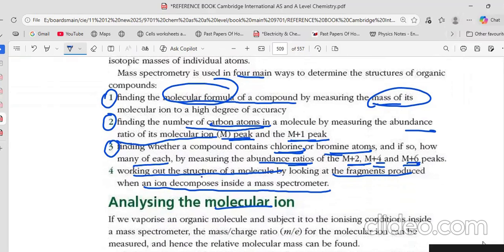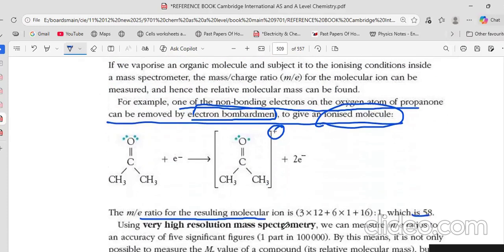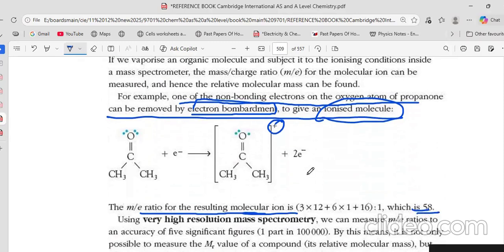Then third, the most important, is working out the structure of the molecule by finding the fragments. The fragments and their m/z ratio help us identify the building blocks of that molecule. So what happens is when you hit a molecule with electrons, it will become a molecular ion. Now this will have a structure. This will have an m/z ratio, and it will be reported as a peak.